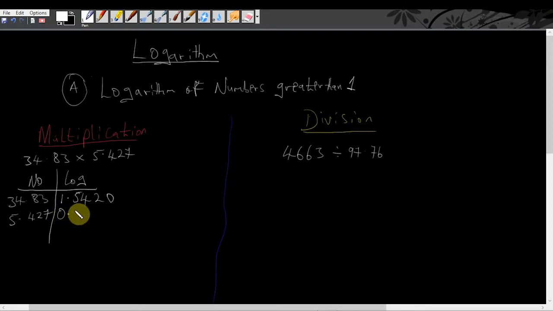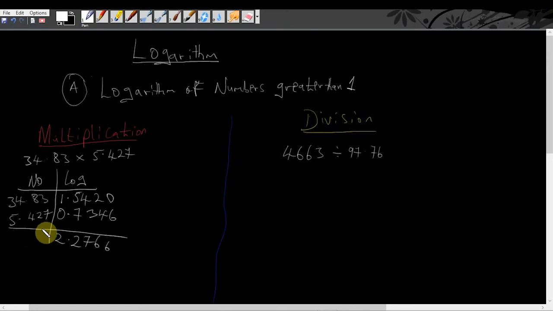From the logarithm table we got 7346. Remember, in indices, when we are having multiplication we add, when we are having division we subtract. The same thing is applicable here. This will be adding to this. So you're having 2.2766.